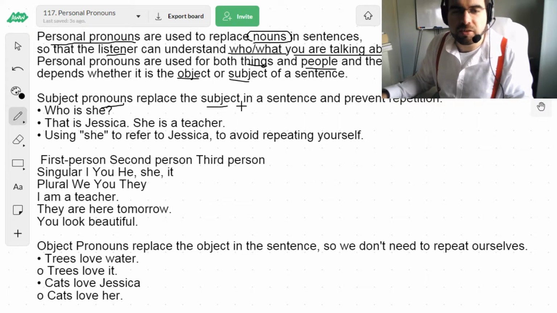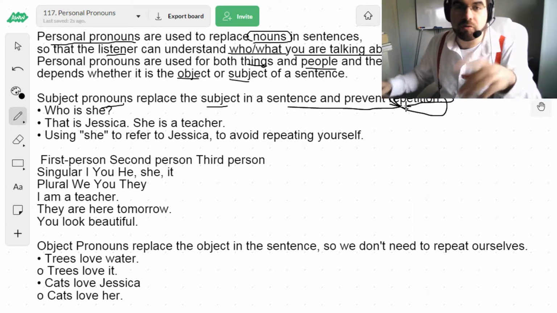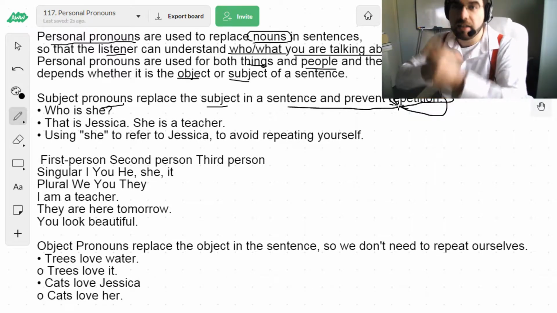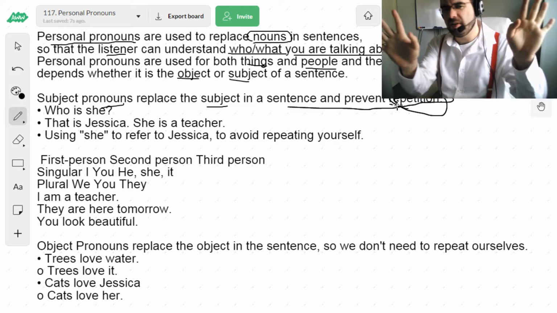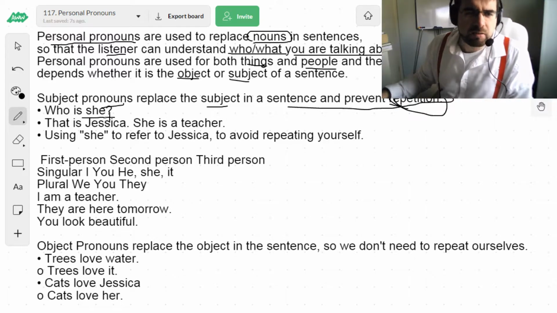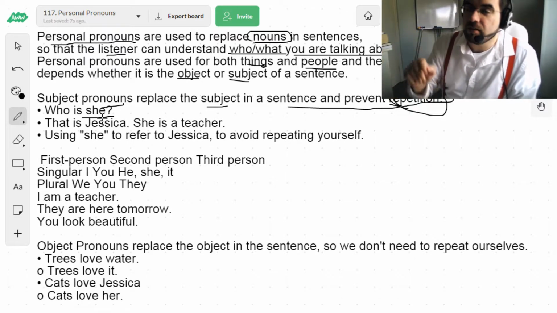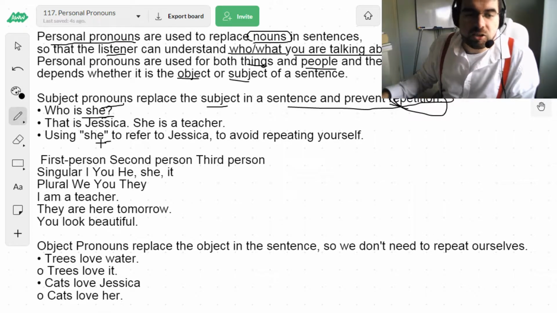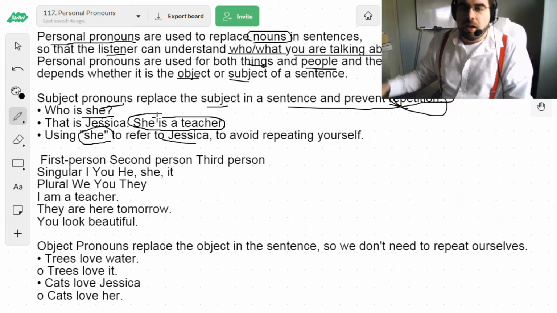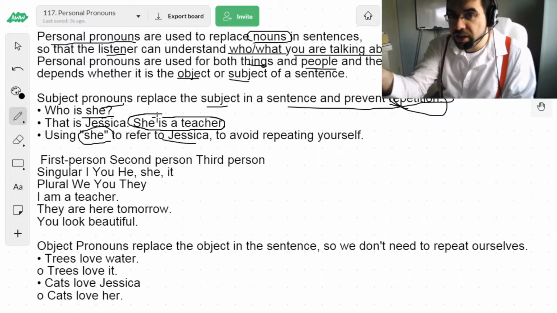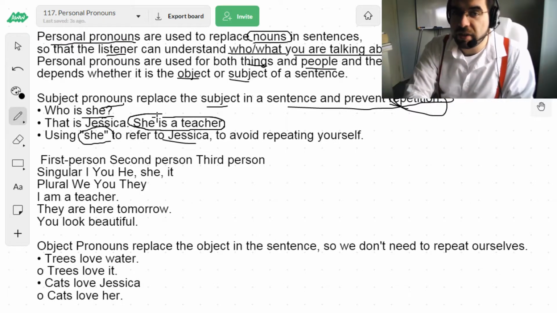Subject pronouns replace the subject of the sentence and prevent repetition. That's important, repetition. Repeating yourself, saying it again and again. Don't need that. Who is Jessica? Who is she? That is Jessica. She is a teacher. Using she to refer to Jessica. She is the teacher. She will be our teacher today.